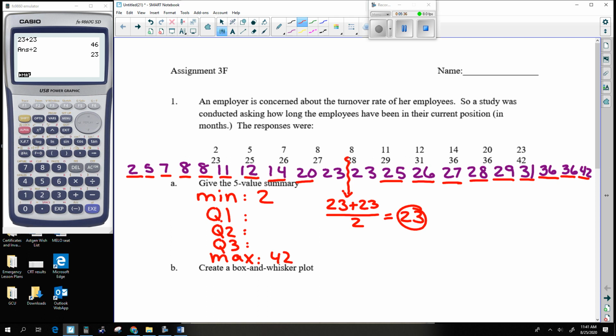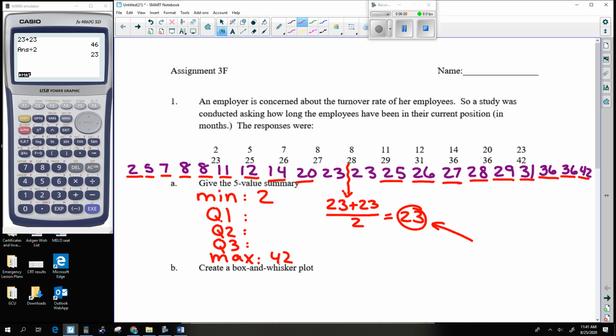Okay, take note that the 23 that is our median isn't specifically a number in the number line. I'll get back to this in just a moment, but it is not specifically the 23 that is on the left-hand side. It is not the 23 that is on the right-hand side. It's its own 23.